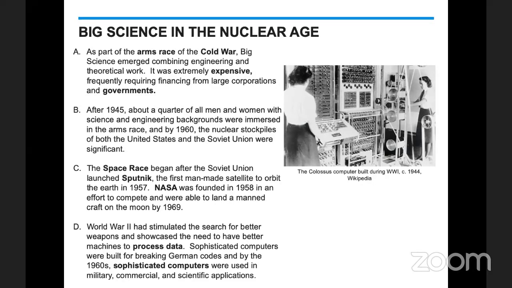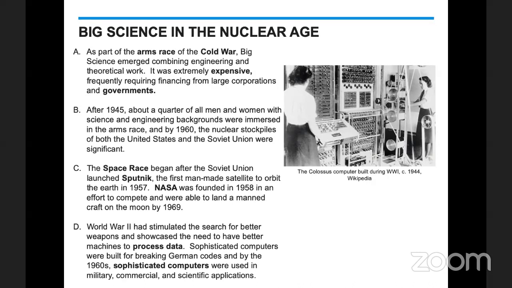World War II is also going to stimulate the search for better weapons and showcase the need to have machines to process data, computers. So we're going to see the beginning of this. We will see sophisticated computers being built for breaking German codes. And from that, we will see computers used in military, commercial, and scientific applications. And it's going to foreshadow the computer age that we're going to enter after this.